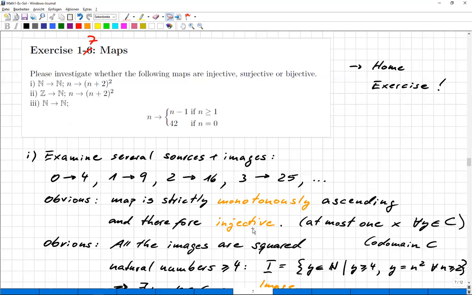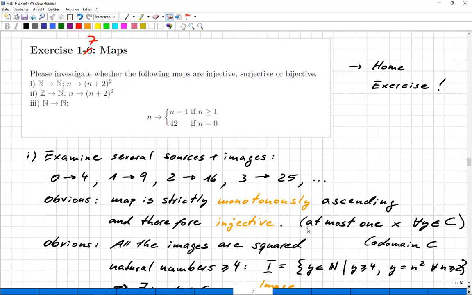It means that if you try to go the way back from your dependent calculated value to the independent variable's value, so you try to turn the arrow around and go back from 25 to 3 where it came from, and you do not get a unique result, then you have a problem with injectivity. So a map is only injective if the way back from y to x is clearly a one-way calculation. It is unique, right? And by monotony, we have a guarantee that this is the case. So this map is obviously injective.